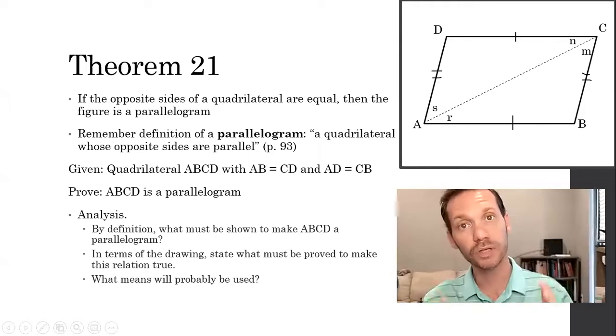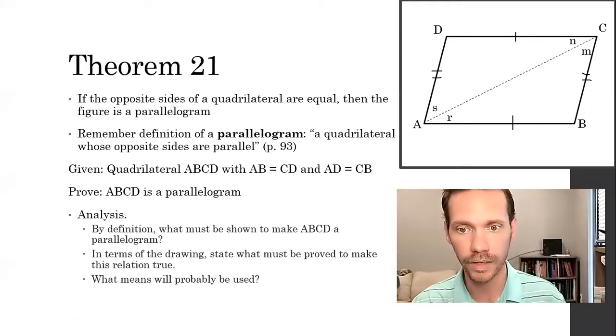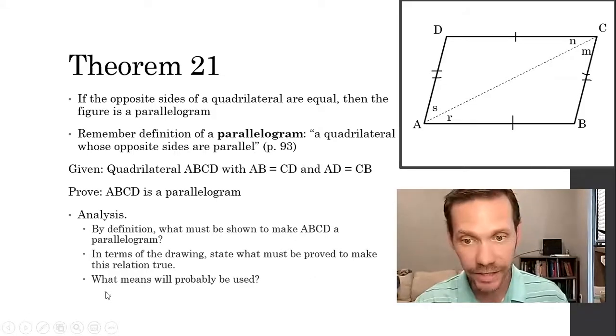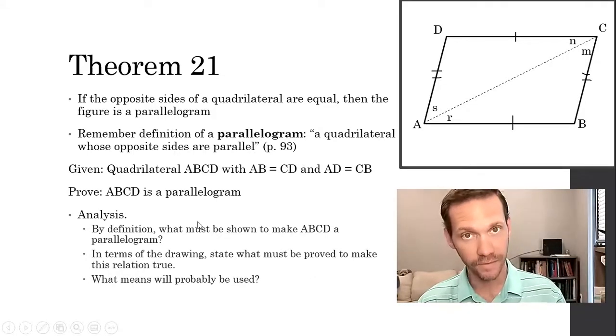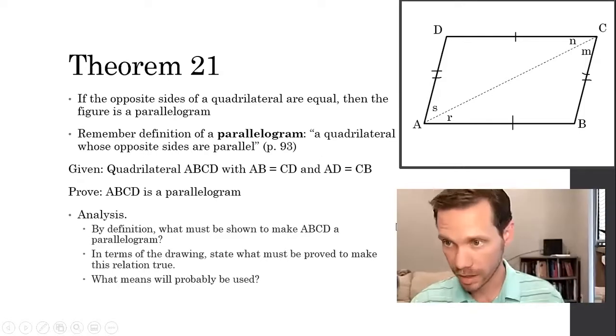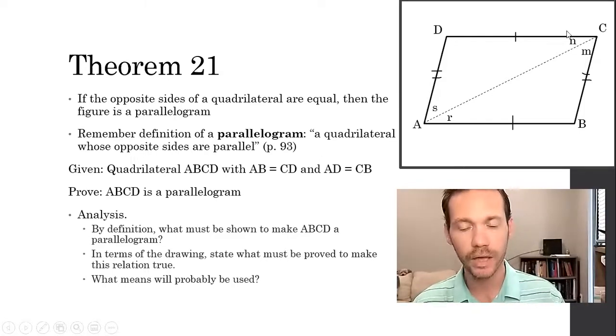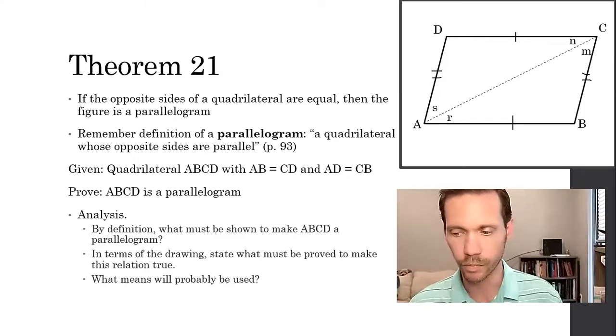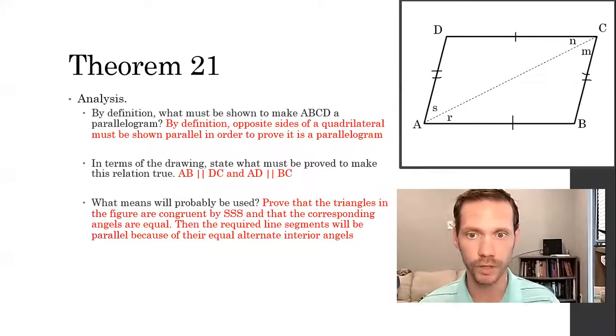So how can we show this equality turns into parallel sides? So what would be the analysis down here? What definition must be shown? What does that mean in terms of our drawing? And then what process might we use to show that? So let's answer those questions.